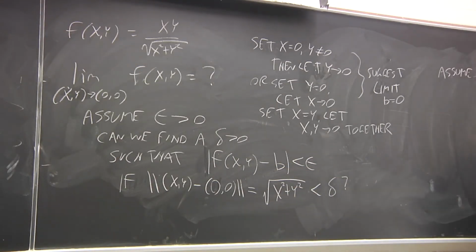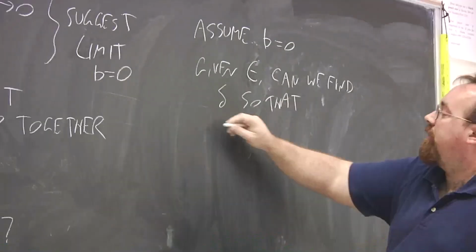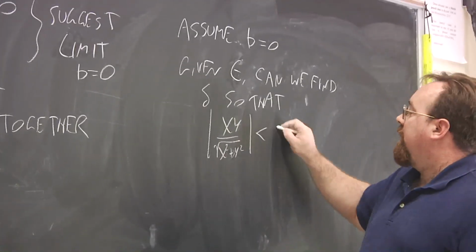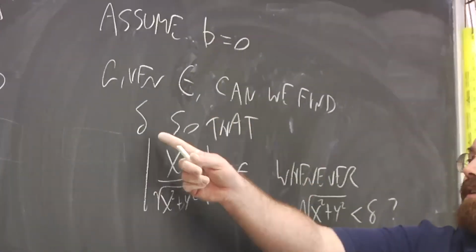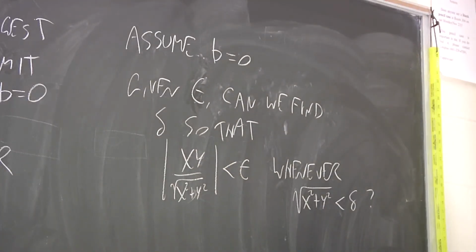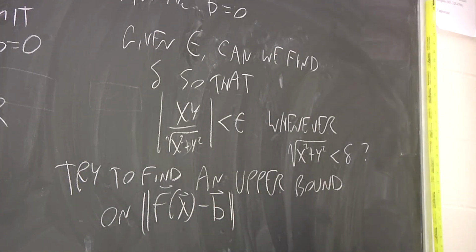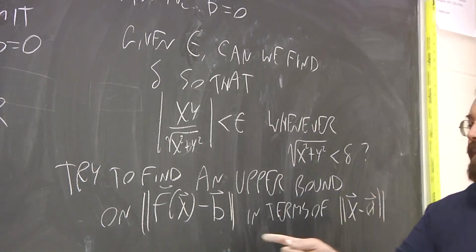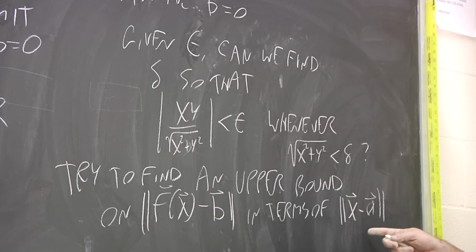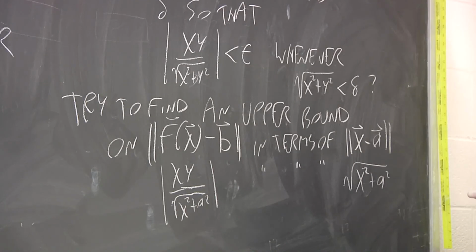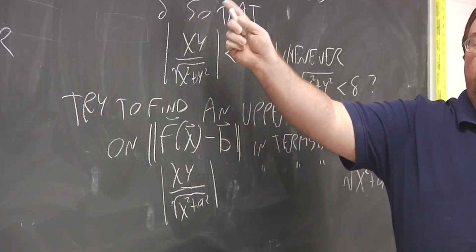So we'll assume that our limit is 0. Given epsilon, can we find delta so that |f(x, y) minus 0|, which is |xy| over the square root of x squared plus y squared, is less than epsilon, whenever this distance, the square root of x squared plus y squared, is less than delta? So boil it down to: if we have some epsilon, can we find a delta that makes all this work? The way you answer that question is to try to find an upper bound on this quantity, the difference between the function value and your limit, in terms of the distance between the points. More concretely, try to find an upper bound for this in terms of this, because then it'll give you a way to come up with a formula for delta in terms of epsilon.